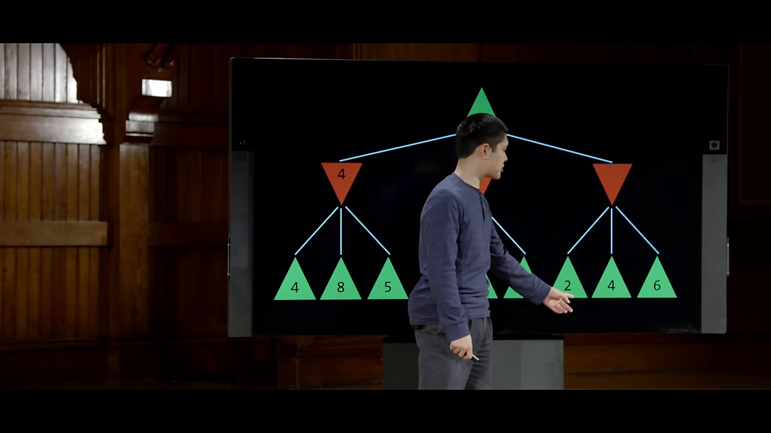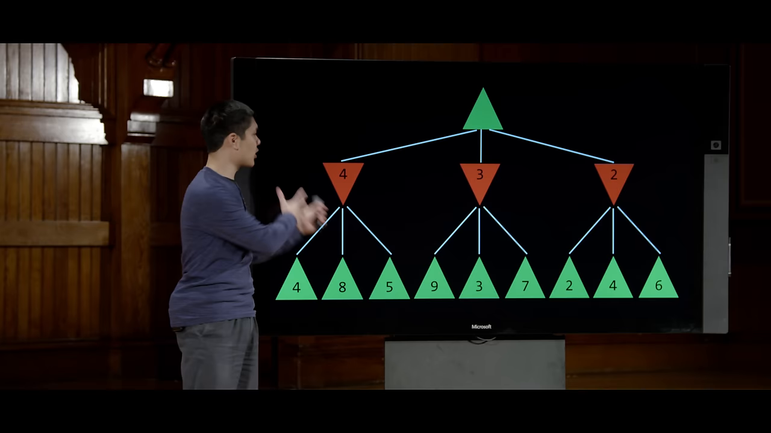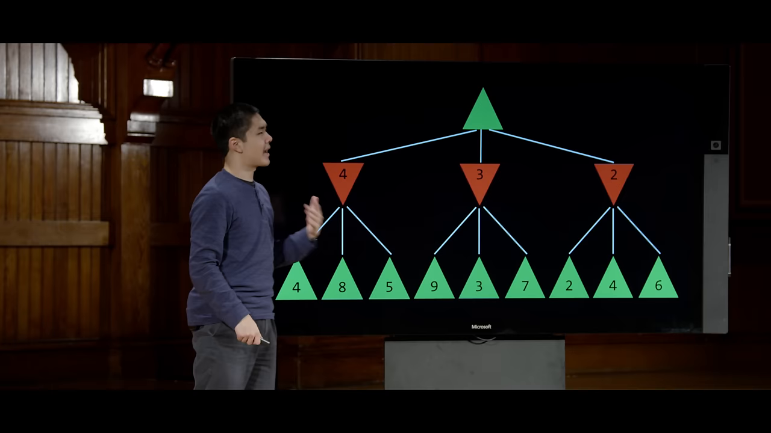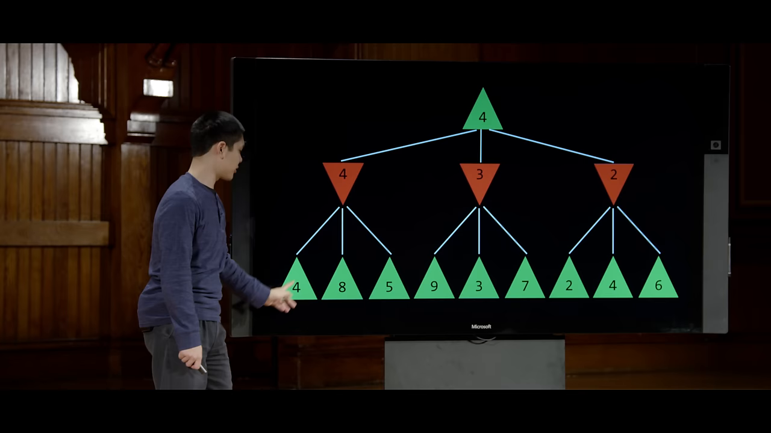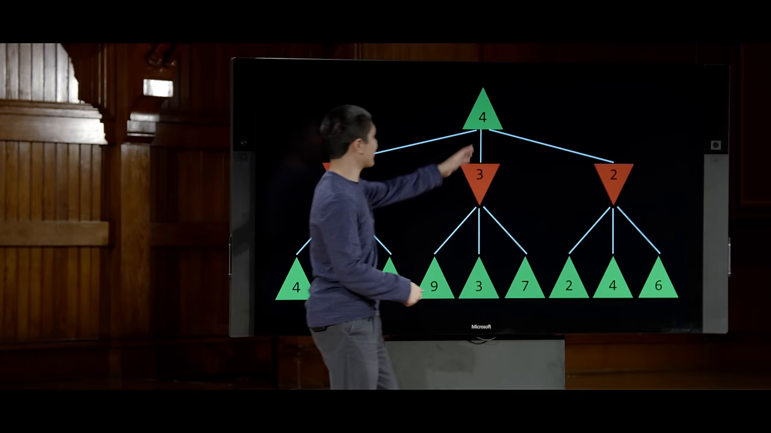Now I, as the max player, have calculated all of the information by looking two layers deep, by looking at all of these nodes. And I can now say, between the 4, the 3, and the 2, you know what? I'd rather take the 4. Because if I choose this option, if my opponent plays optimally, they will try and get me to the 4. But that's the best I can do. I can't guarantee a higher score, because if I pick either of these two options, I might get a 3 or I might get a 2.